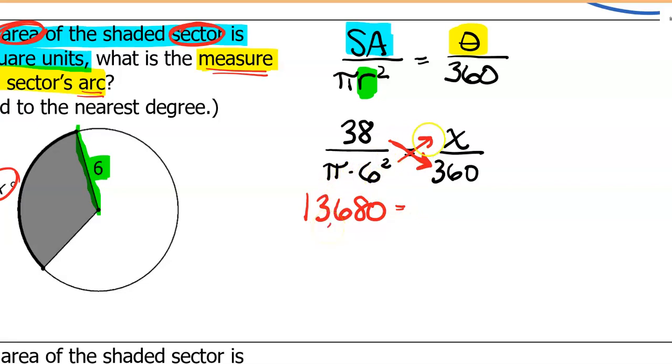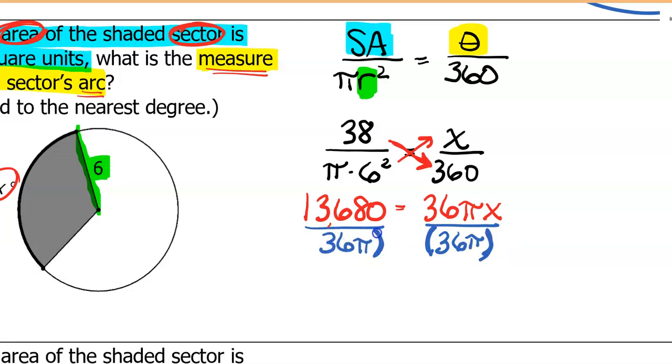Pi times 6 squared times x. 6 squared is 36 times a pi times an x. And then I divide both sides by 36 first and then by pi as a two-step process. Or if you want to go a little bit faster, you just have to be really careful and group the 36 and the pi together with parentheses to get rid of them both at once. And so that gives me 120.96 for my missing piece.